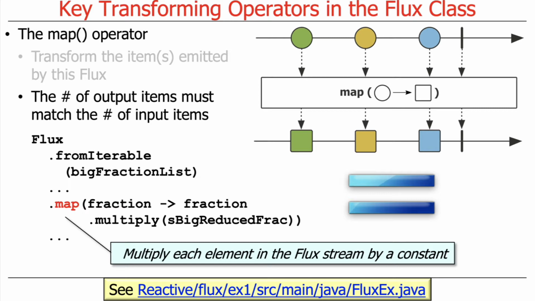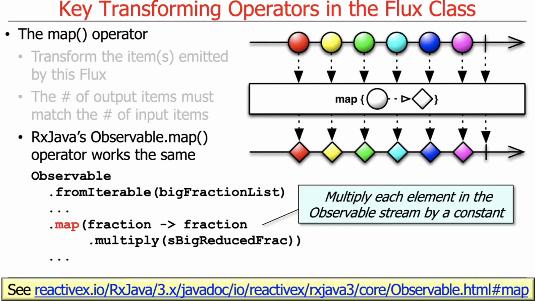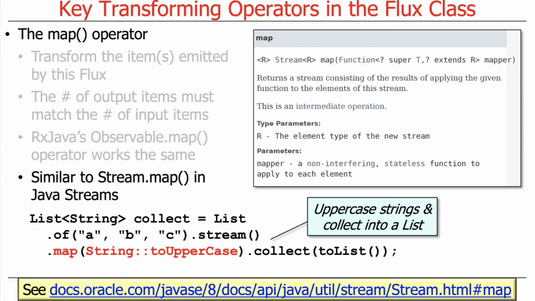This should look old hat. This is very much like Java streams and the way that map works there. Just like with Java streams, map can transform the type and/or the value of the elements it processes or not. It depends on what you want it to do. RxJava has a map operator that works identically to Project Reactor's Flux map operator. And this, of course, is also very similar to Java streams map.